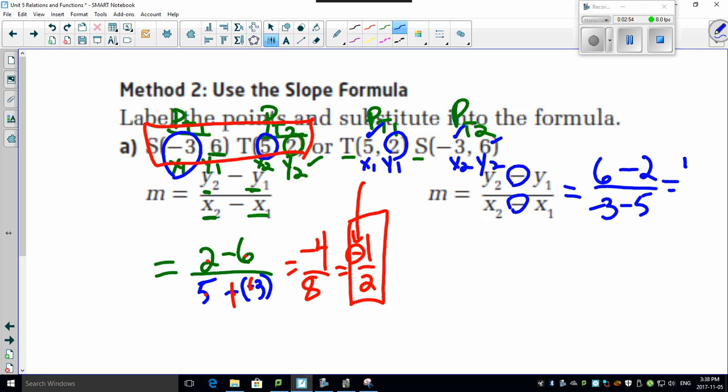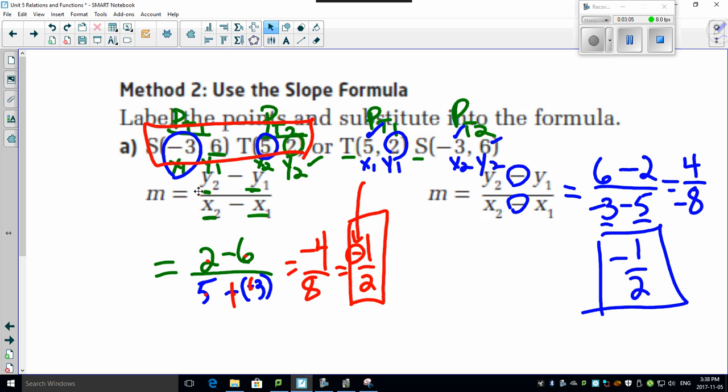6 minus 2 is 4. Minus 3 minus 5 is minus 8. You know and I know that is still negative 1/2. And that is the slope, and that's how you determine really, really easy off the graph and given some numbers. Or I should say without a graph and given some numbers first.